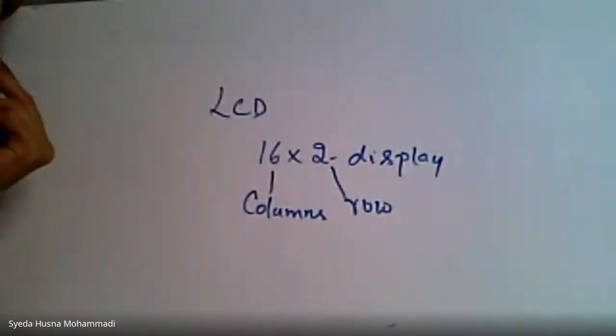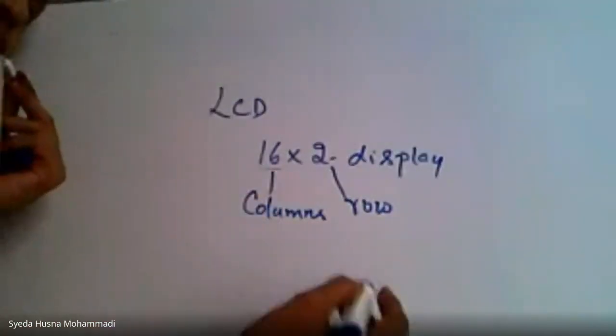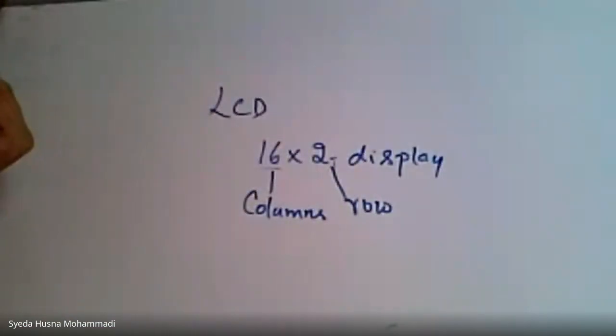This indicates your column, 16. You have 16 columns and 2 rows.